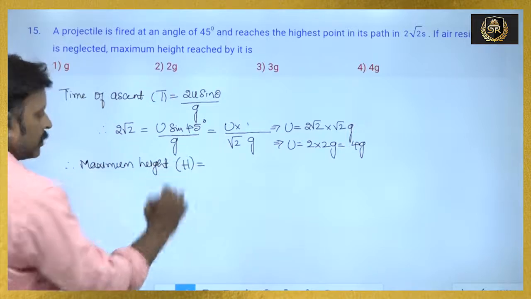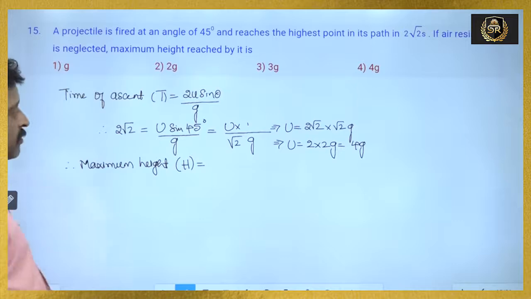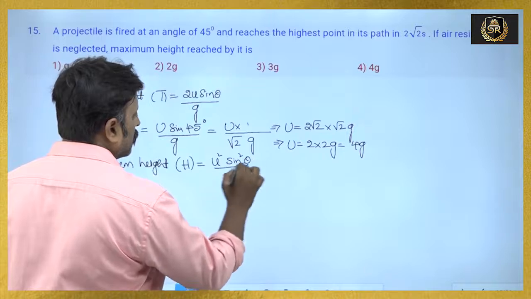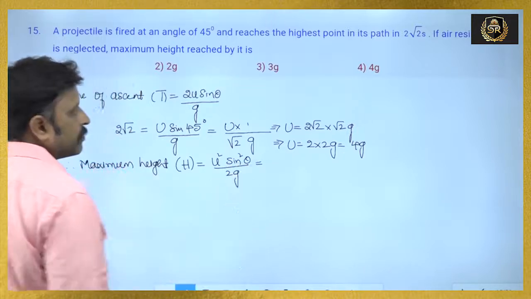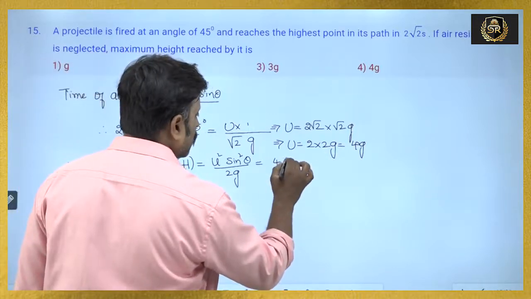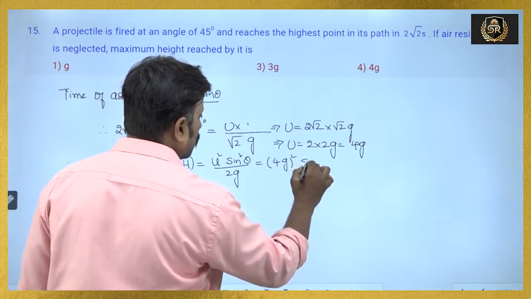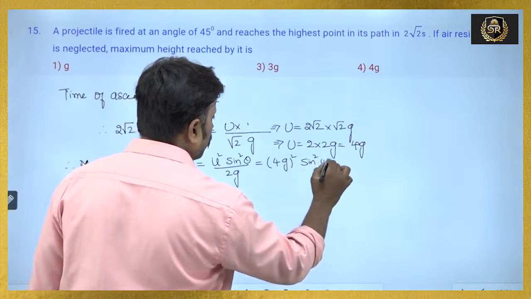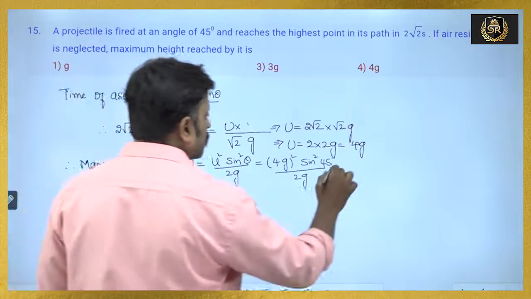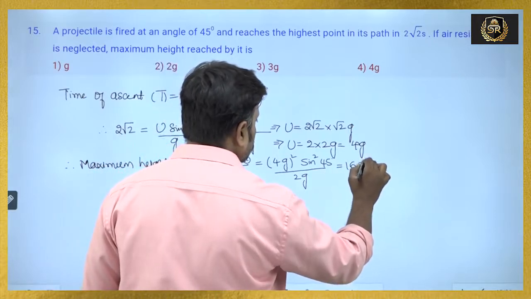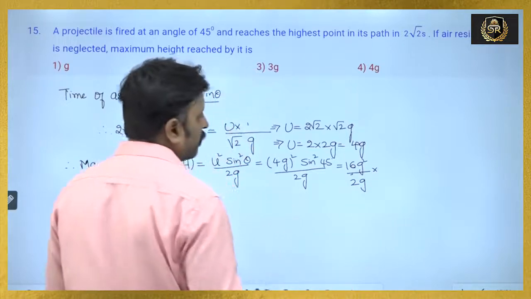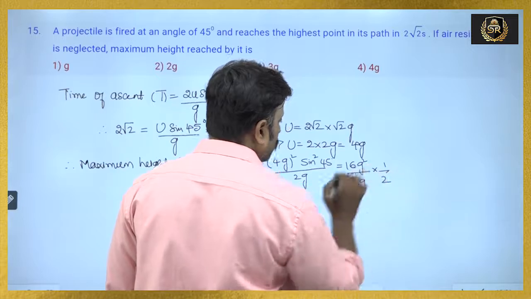Maximum height of projectile, the formula is u square sin square theta by 2g. u square means, can I write 4g whole square? This is sin square 45 by 2g. So, how much it is? 16g square by 2g into sin square 45 means I can write it as 1 by 2.